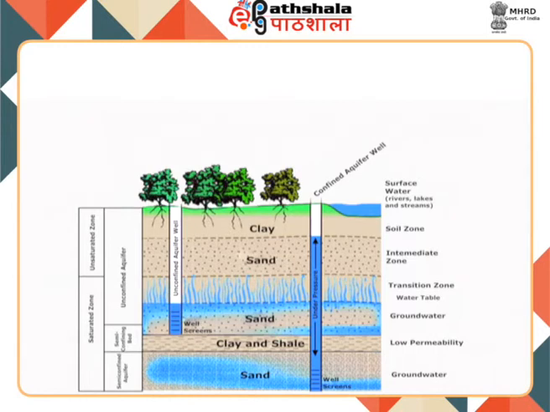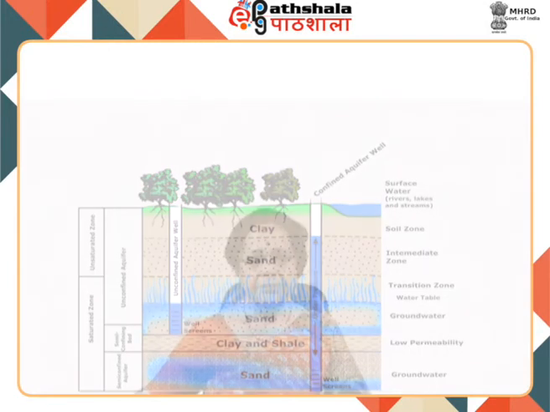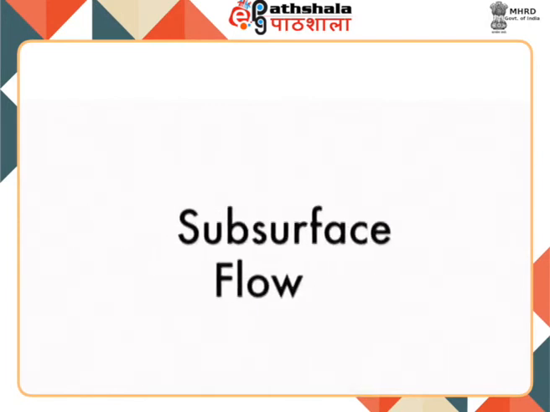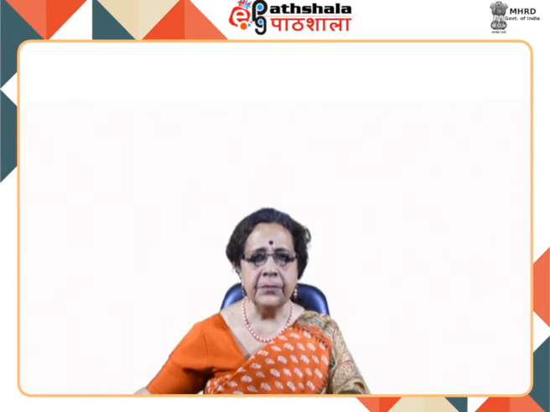The water that is not infiltrated is called surface runoff, which flows over the surface and gets discharged into streams. The term runoff water is generally used for the sum of surface water plus the groundwater that enters into stream. The figure shown here represents the different zones of groundwater. Let us now understand the term subsurface flow. Subsurface flow incorporates movements of water within the earth.